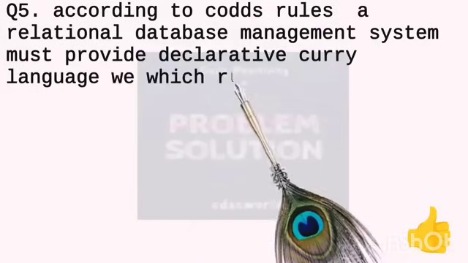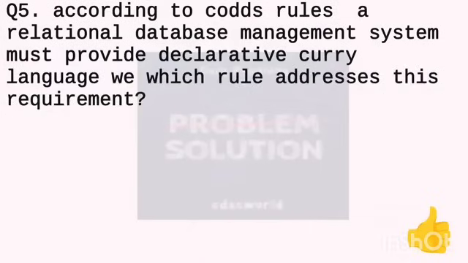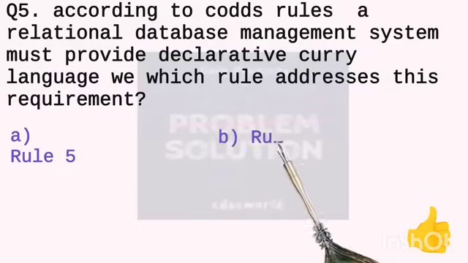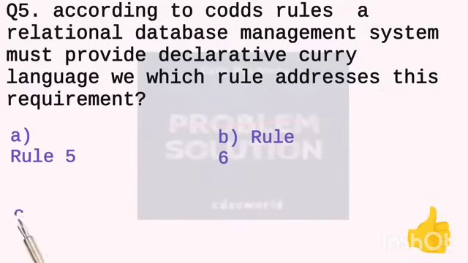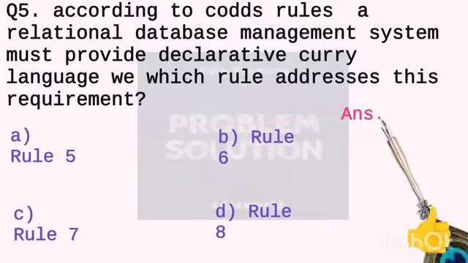Query number 5. According to Codd's rules, a relational database management system must provide declarative language. Which rule addresses this requirement? Option A, Rule 5. Option B, Rule 6. Option C, Rule 7. And option D, Rule 8. And the answer is C, Rule 7.